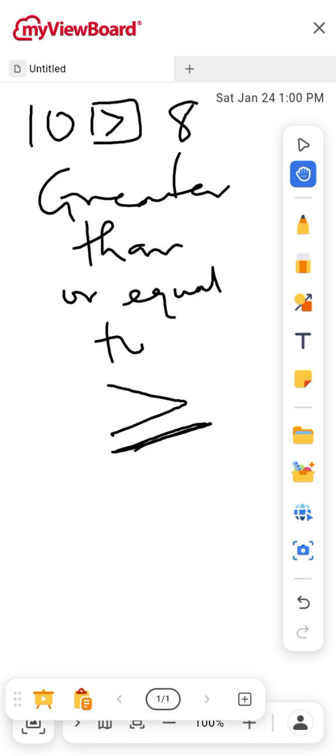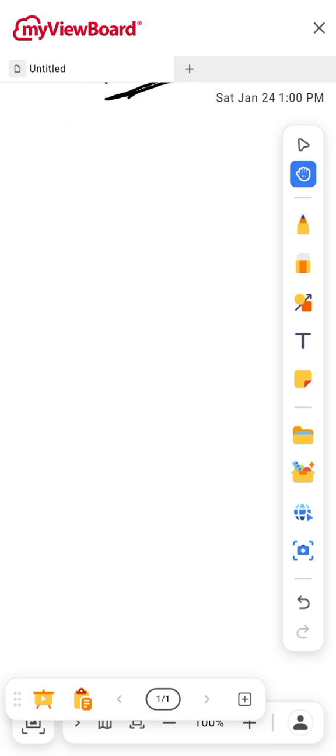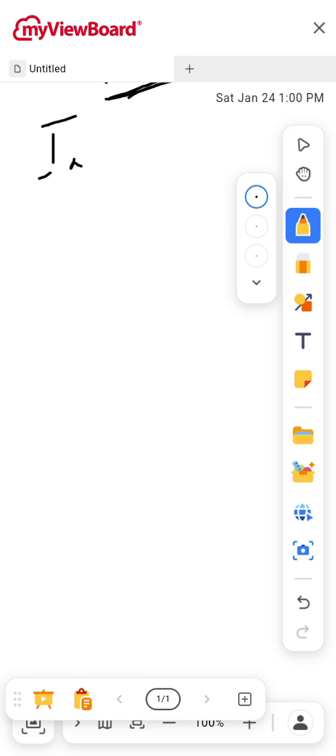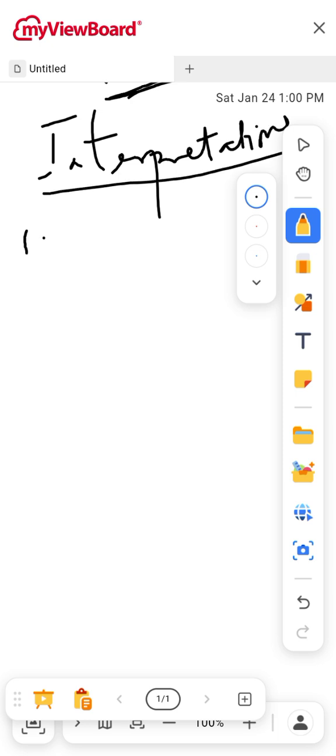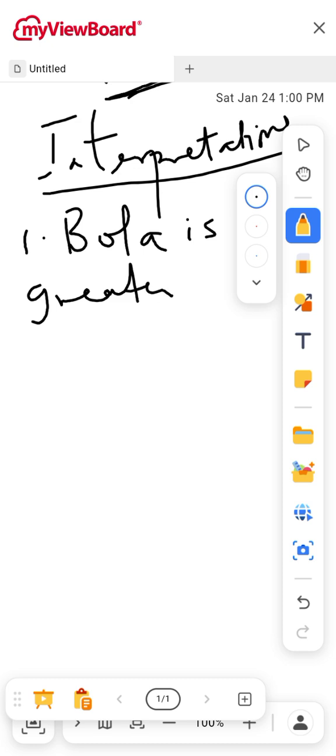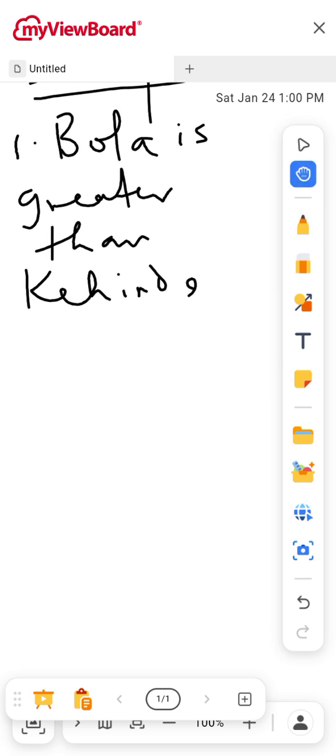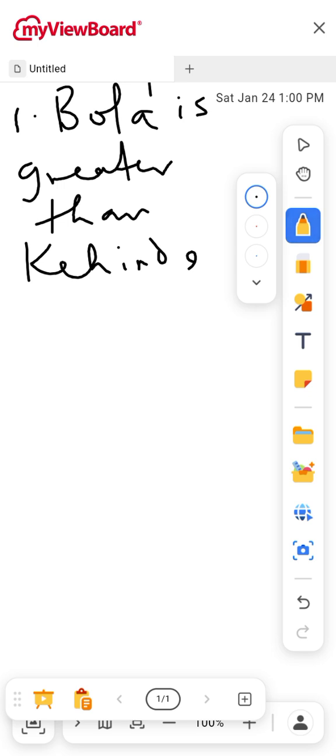Under this inequality, we are going to talk about interpretations. Let us interpret simple sentences into mathematical expressions. For example, if I say Bola is greater than Kehinde, how will I represent that in mathematical form? If Bola is B and Kehinde is K, that means B is greater than K. This is the representation of that.